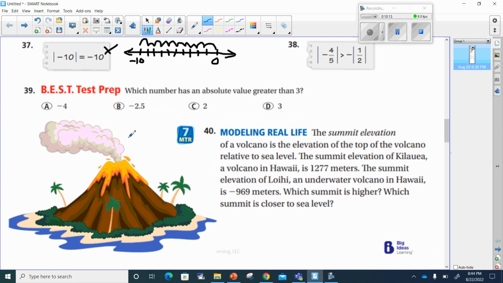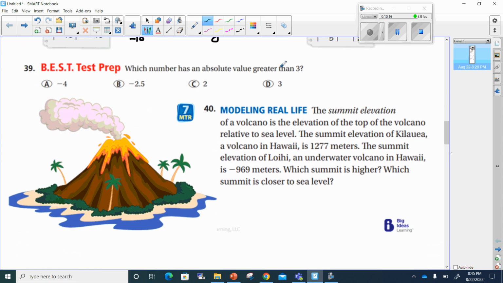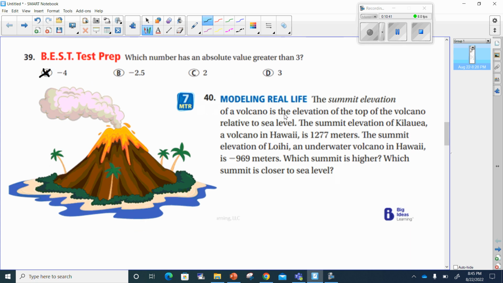All right, 39. Which number has an absolute value that is greater than 3? Absolute value of negative 4 is definitely bigger than 3. Absolute value of negative 2.5 is not greater than 3 because 2.5 is not bigger than 3. C, 2 is not bigger than 3. And D, it does say greater than, not equal to. So the only one that we could pick was A.